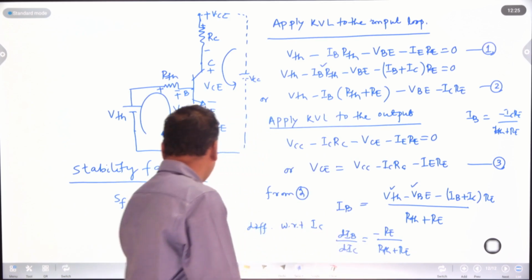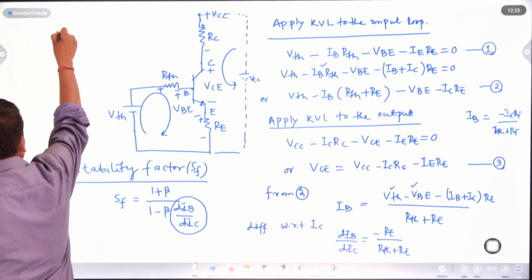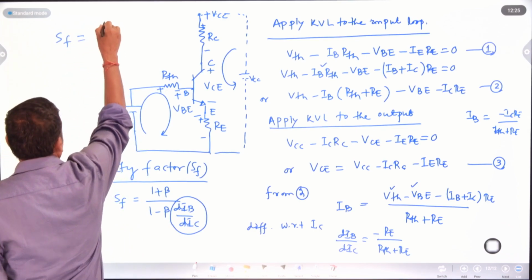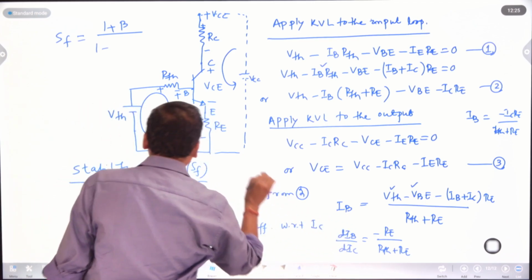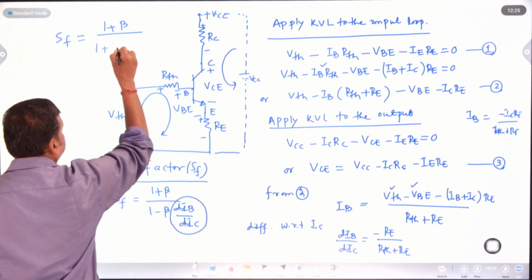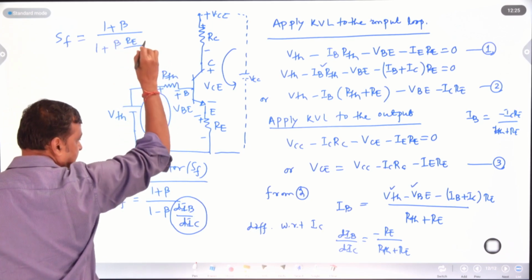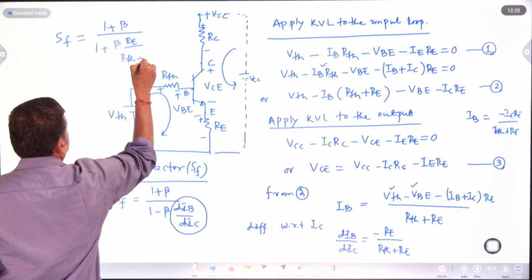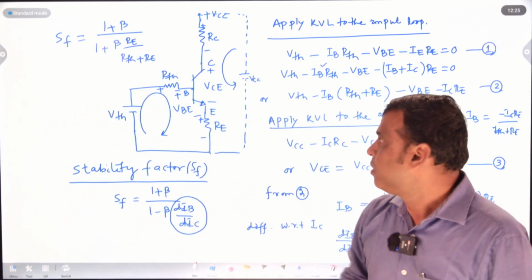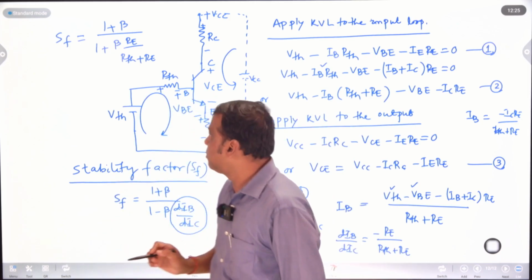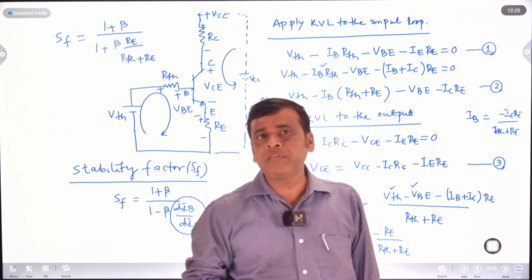If I substitute this value in the stability factor expression, what is my stability factor? SF equals (1 plus beta) divided by 1 minus, this is minus times minus giving plus, (1 plus beta) RE by (RTH plus RE). After getting this, we have to analyze whether my stability factor is improved or not. Already I told you RE provides the stabilization here. RTH is nothing but R1 parallel R2, so R1 R2 by (R1 plus R2).